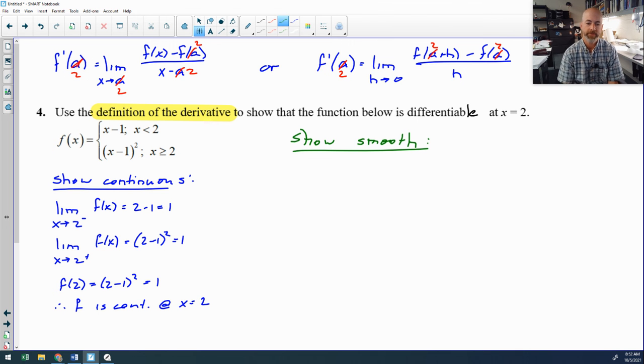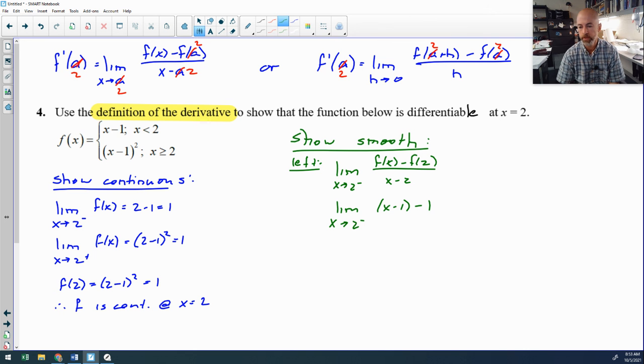And I'm going to go with the one on the left. Now, if I'm going to do this, I've got to look at x equals 2 from both sides separately. So actually, I'm going to have to do this limit twice. So on the left side, I'm going to do the limit as x approaches 2 from the left of f of x minus f of 2 over x minus 2, which is going to be the limit. And I'm going to substitute my functions in here. f of x is x minus 1. f of 2 down here is 1, all over x minus 2.